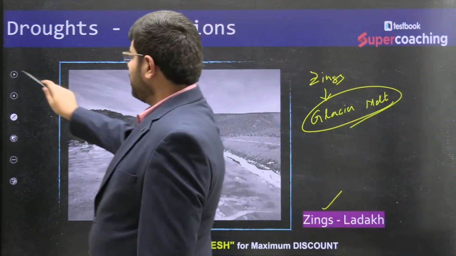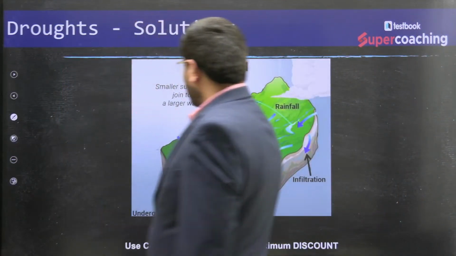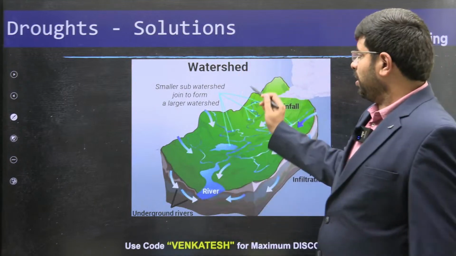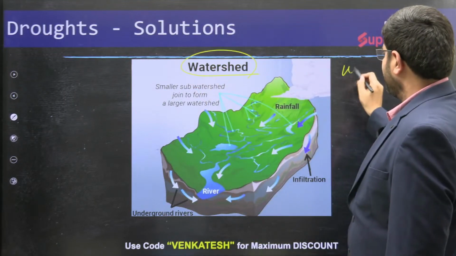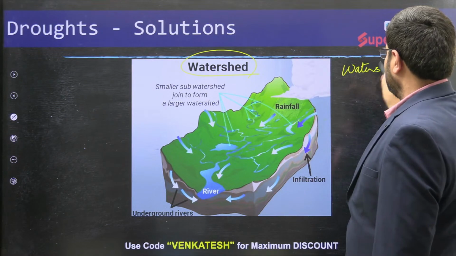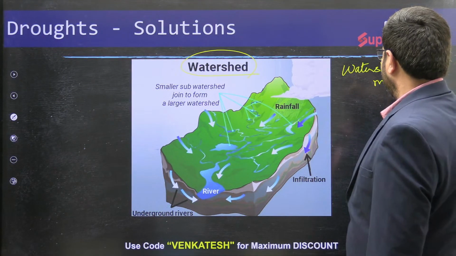You can also see another similar idea. This is what you need to understand: watershed management.